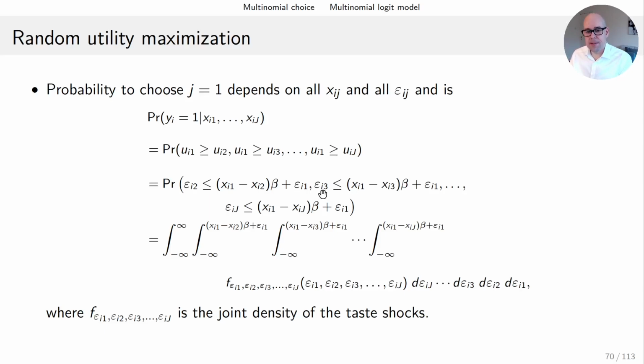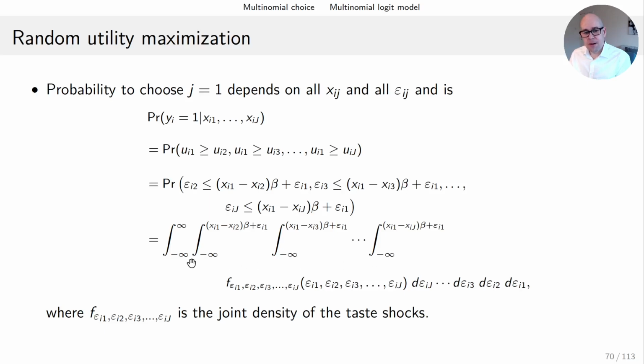And I can do the exact same thing for the other alternatives. So I'm getting here J minus 1 statements. Notice that this is also here about J minus 1 statements. So I get one for utility 2, one for utility 3, up to utility J, and it's always involving utility 1. So it's capital J minus 1 inequalities, and I still have capital J minus 1 inequalities. So these capital J minus 1 inequalities, this is again the probability for a joint event. I can write this as a J minus 1 dimensional integral.